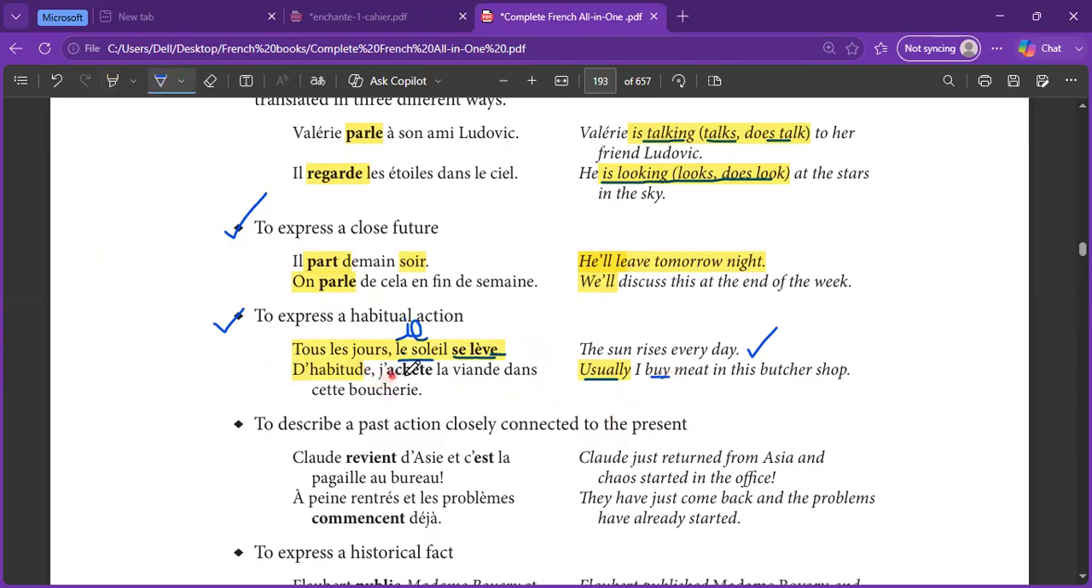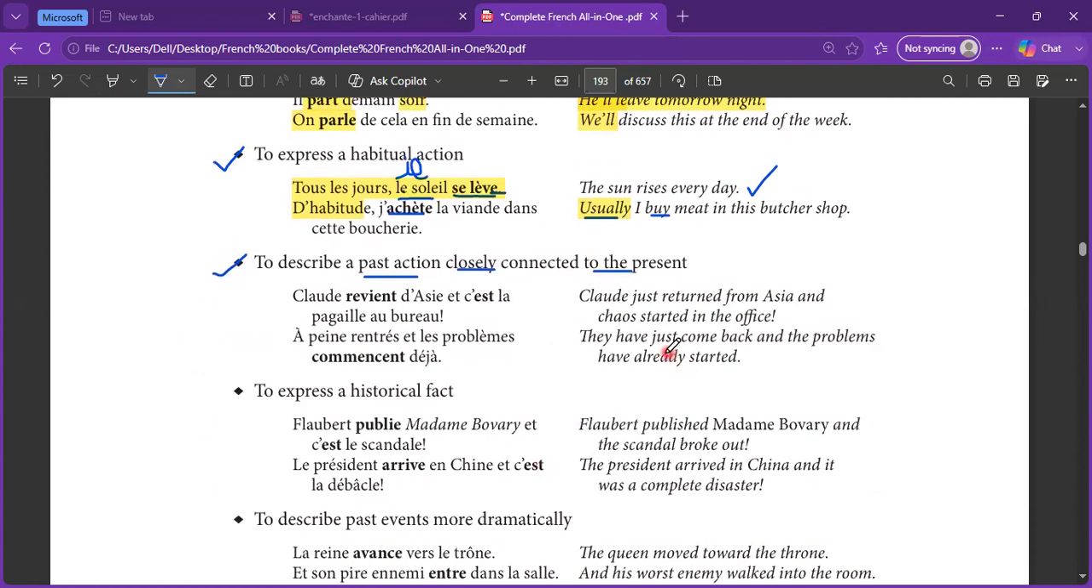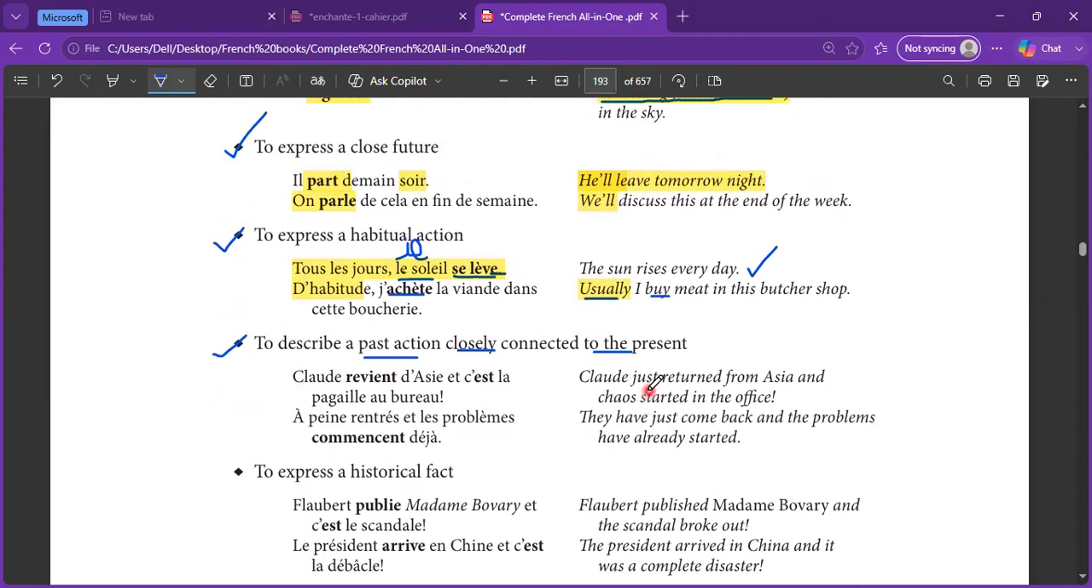We know the conjugations. Then you can use the présent de l'indicatif even when a past action is very closely related to the present. Try to understand this. Claude just returned from Asia and chaos started in the office. Just returned does not mean he entered just two minutes ago; it's very closely related to yesterday or the day before, however it was. So even in that case, you can use the present.